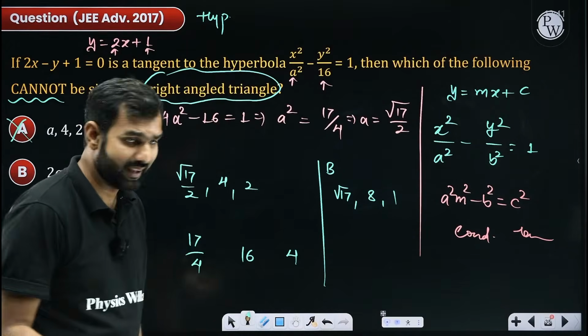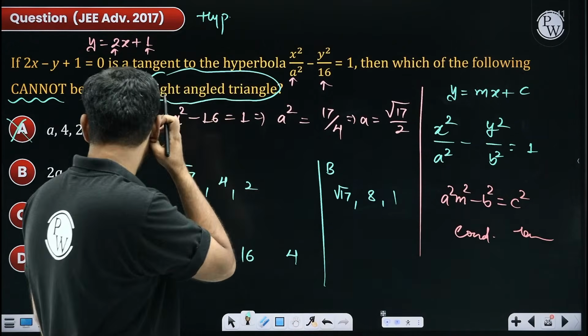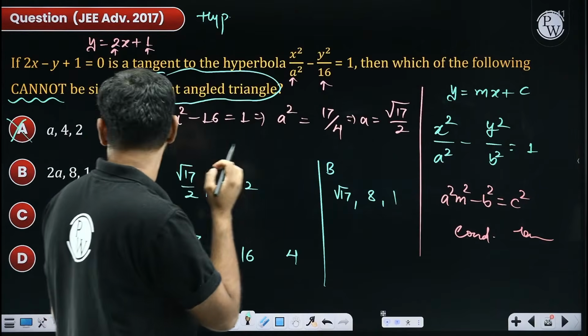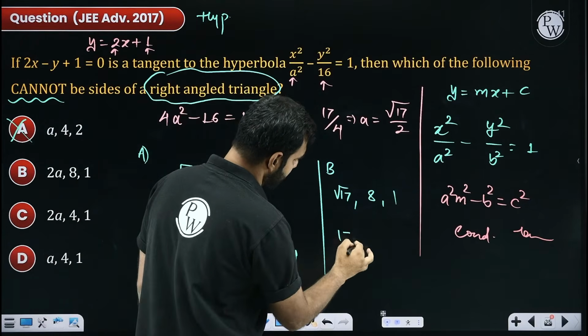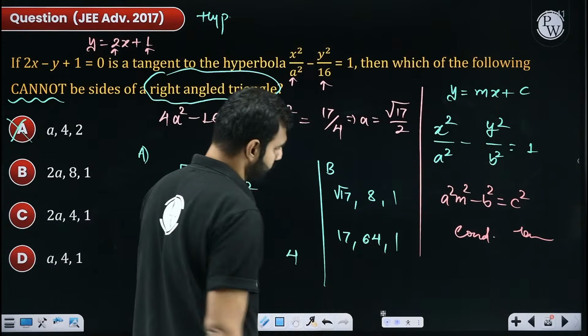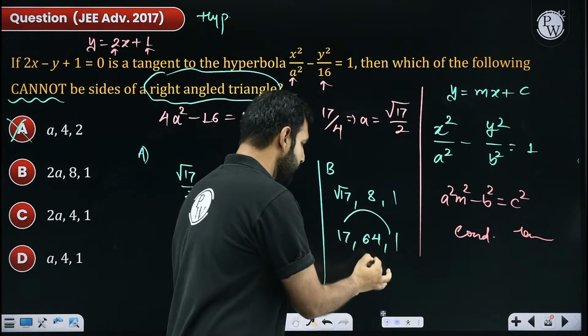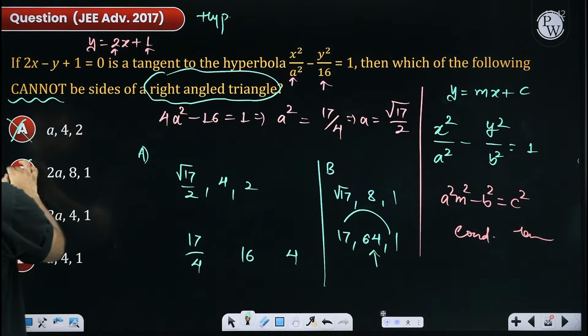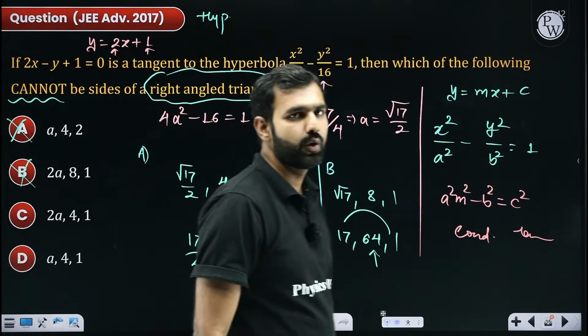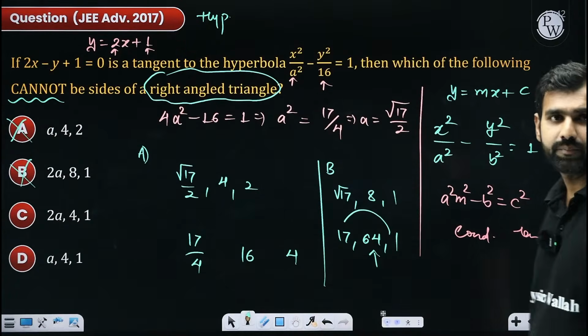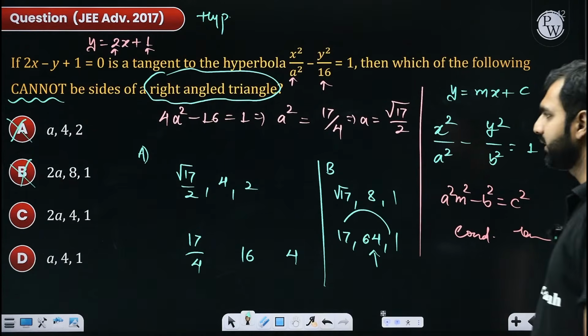I hope here you are clearly getting it. Root 17, 8 and 1. That means 17, 64 and 1. That's the square. The sum of any two is not equal to the third, which means option B is also wrong. So in this manner, can you check or do it by yourself? I think option C will be the answer. Good, I'm glad you answered it.